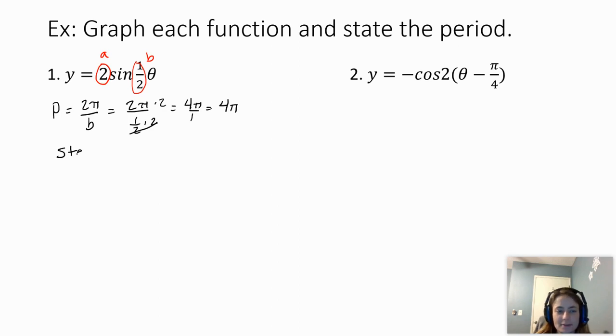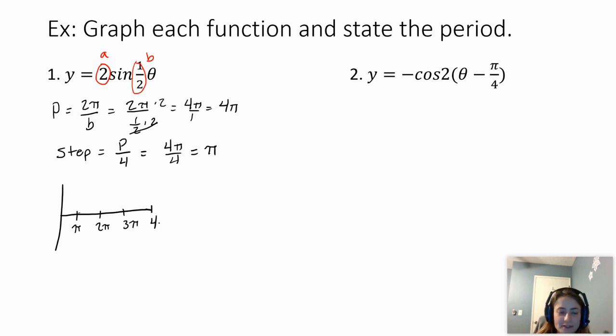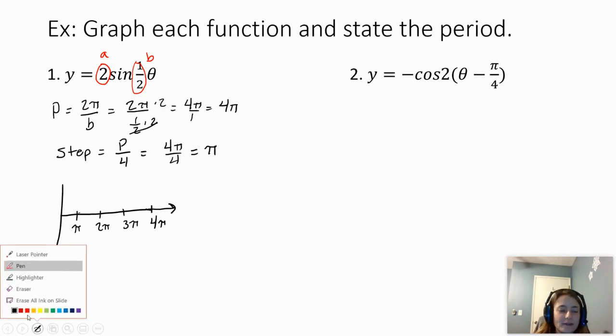Now we determine our step. It's the period divided into 4 equal parts. So that's 4 pi divided by 4 equals pi. Okay, so our steps are going to go by pi. So pi, 2 pi, 3 pi, and notice by the time we reach the fourth step, that's the end of the period.